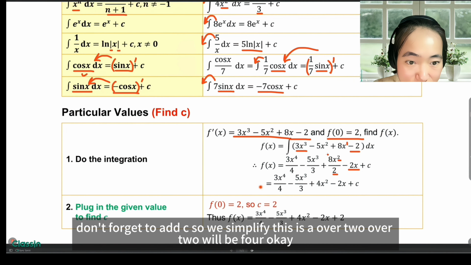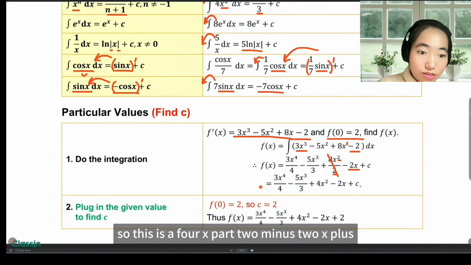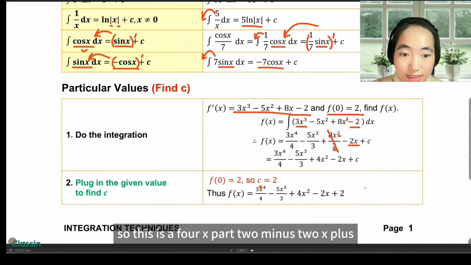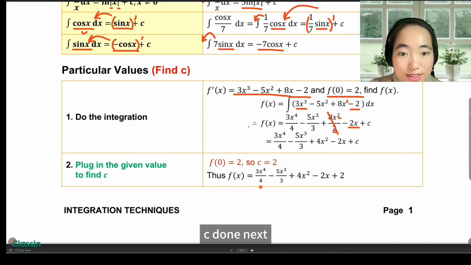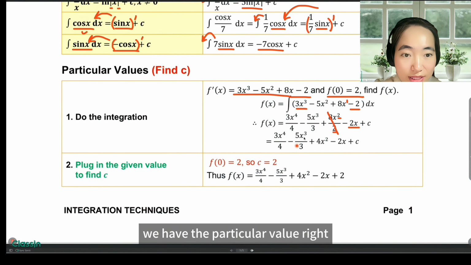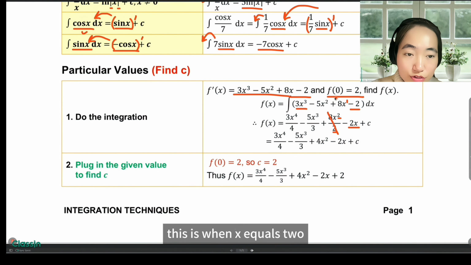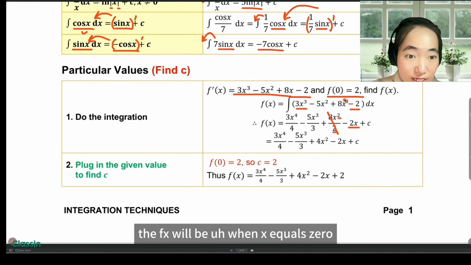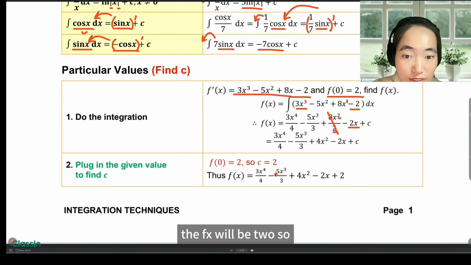So we simplify. This is 8 over 2. 8 over 2 will be 4. Okay, so this is 4x to the power 2 minus 2x plus c. Done. Next, we have the particular value, right? This is when x equals 0, the f(x) will be 2.